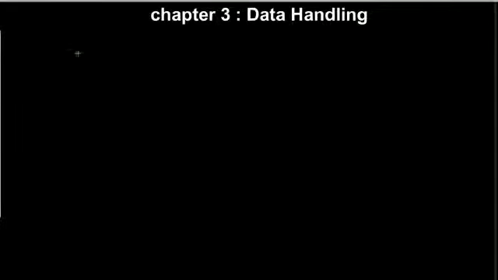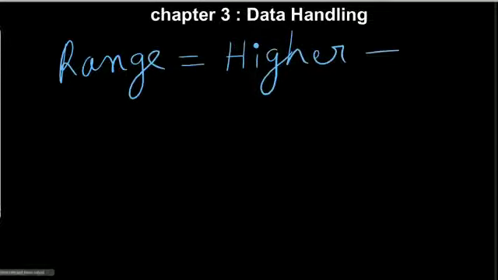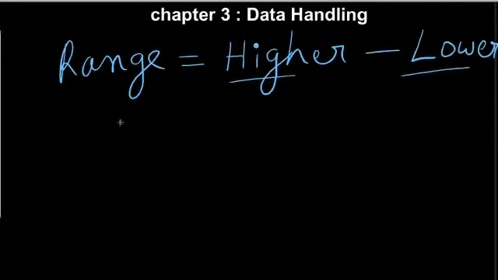Now we have to find the next topic, that is the range. So what is the range? The range is equal to the higher observation minus the lower observation. So in range, higher observation minus lower observation. Let's see the example.